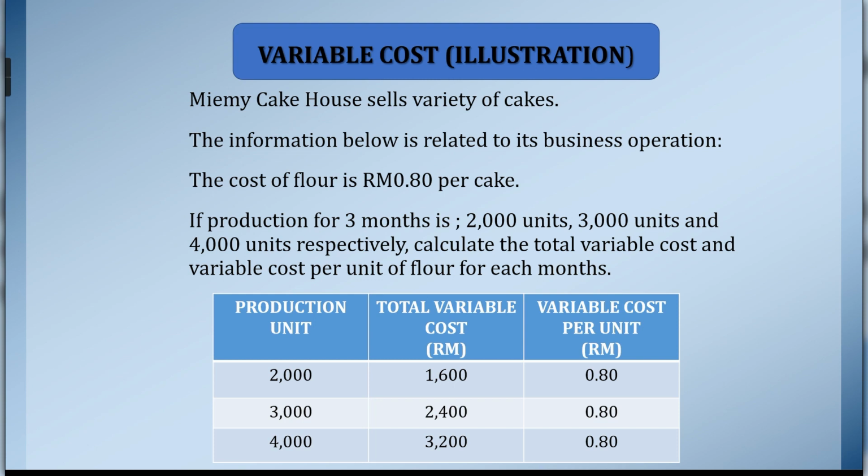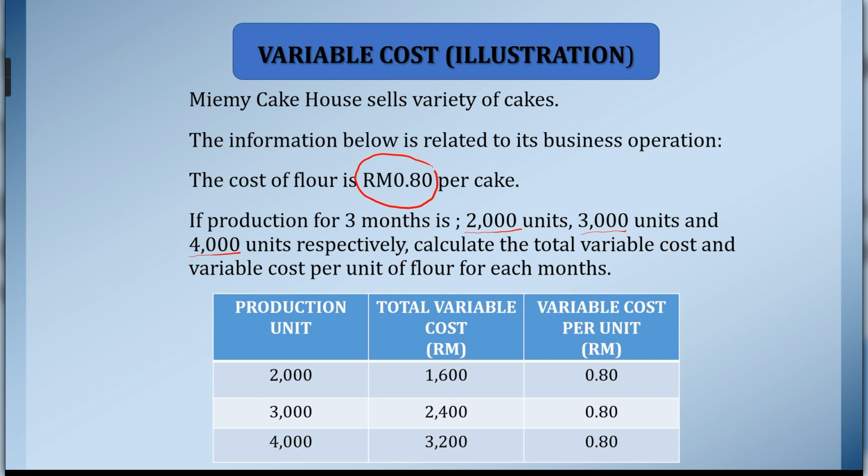Mimi Cake House sells a variety of cakes. The information below is related to its business operation. It tells us here per unit, the cost of the flour is 80 cents. This is for the production of 3 months. The first month we have 2,000 units, then the month after is 3,000, and the third month is 4,000 units. As you can see here, the total production increases every month.